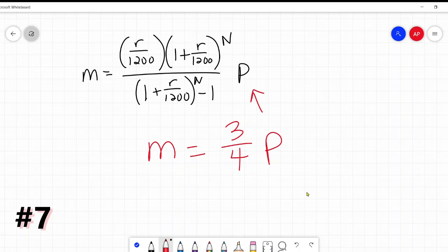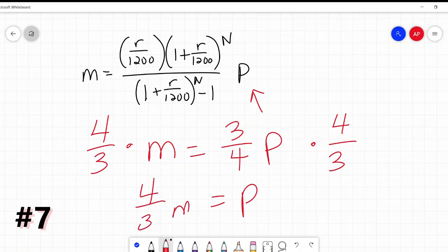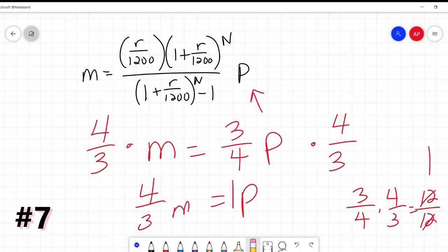I would get P by itself by getting rid of this fraction. How do we get rid of a fraction in algebra? We multiply by the reciprocal. We do this to both sides. We multiply by the reciprocal, that gets rid of it, right? So then I am left with P equals 4/3 M. And you can see how this gets rid of it. If I just do it off to the side here. What happens if you multiply those together? 3 times 4 is 12. 4 times 3 is 12. 12 over 12 is 1. So it's just 1 times P. The fraction has essentially disappeared. So that is our principle.